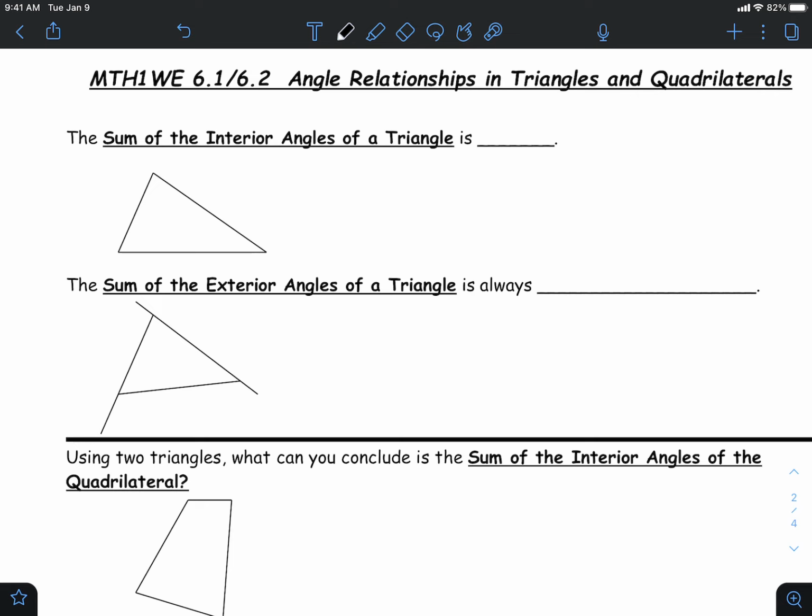Okay, so the sum of the interior angles, do we know this off by chance? Elizabeth? It's 180.